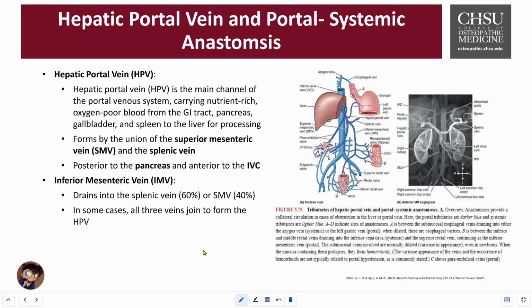On the right, you can see an overview of some of the key anastomoses provided by the collateral circulation, in cases where there is obstruction in the liver or the portal vein. The regions that are highlighted with a dotted line represent regions where there are common varices that occur, and we'll talk about that in the next slide, but includes regions of the esophageal vein, regions of the paraumbilical vein, regions of the rectal veins, and regions of the retroperitoneal veins, the Retzius veins.